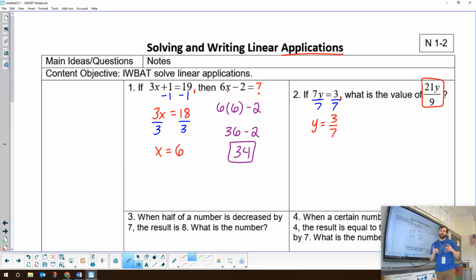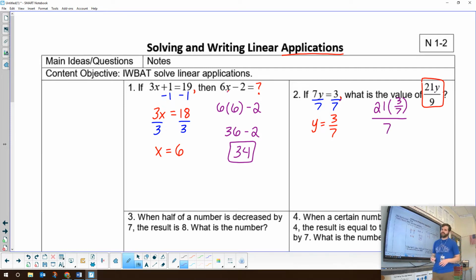And so we know what 1y is. But remember, guys, this question isn't asking me for what y equals. It's asking me for what 21y over 9 equals. And this is where it gets a little weird. What I'm going to do is take that 3 over 7 and plug it in for that y right there. So we're going to go 21 times 3 over 7 divided by 7.